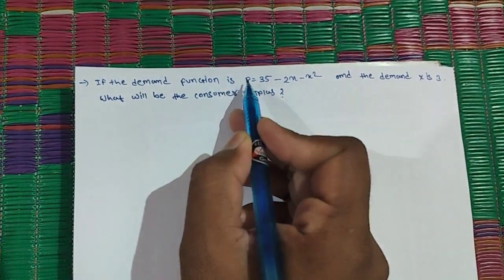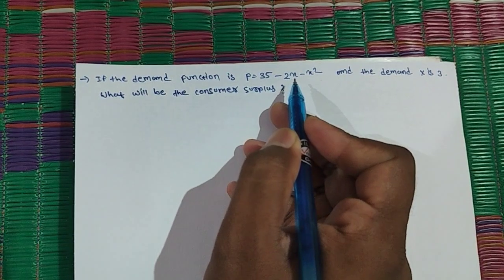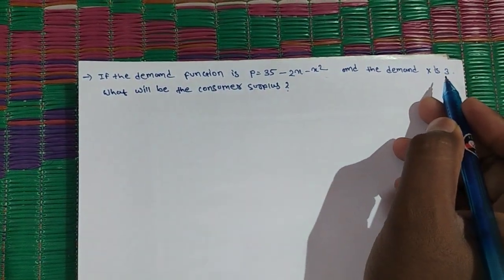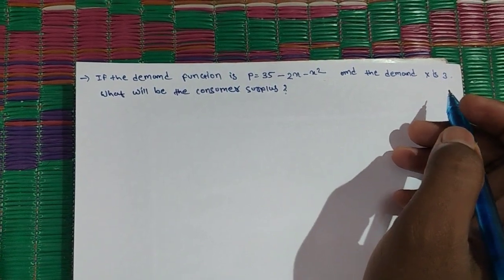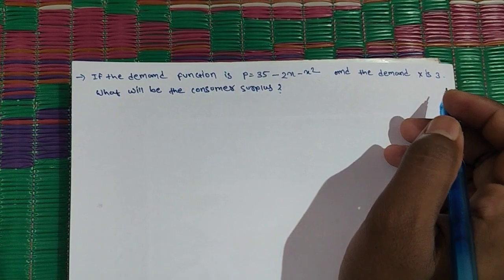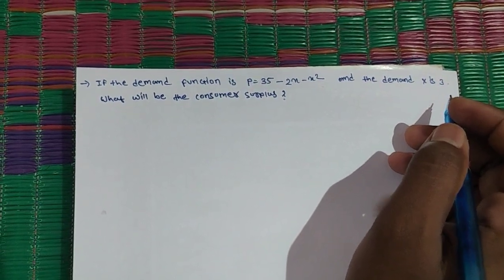So the demand function is 35 minus 2x minus x square, and quantity is given as x is equal to 3. So what will be the consumer surplus? Now before going to how to derive consumer surplus, we have to show it through a diagram.